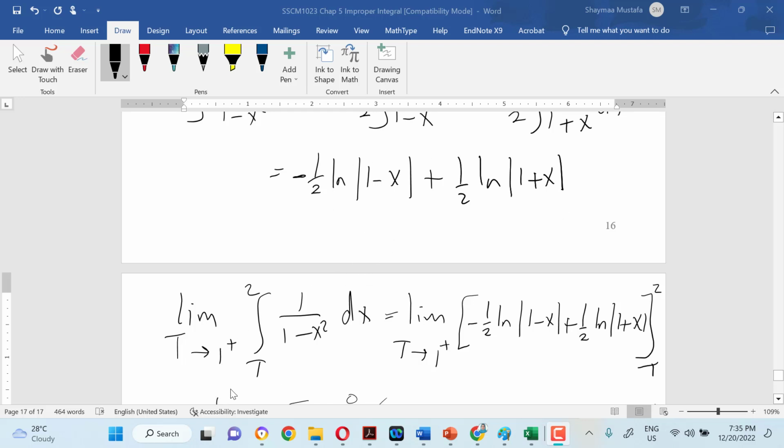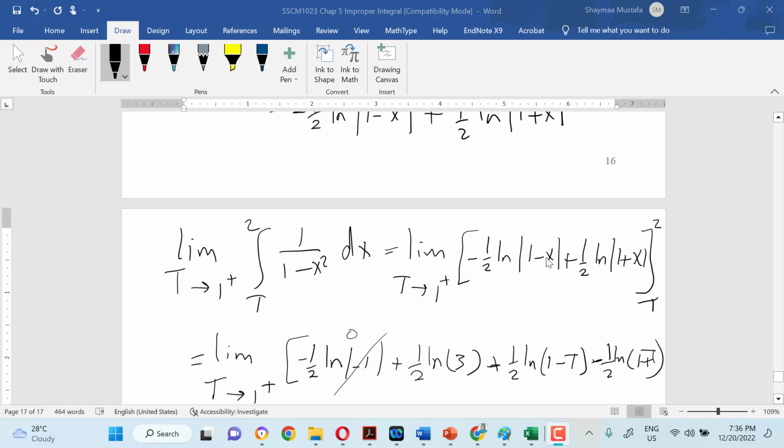So I will substitute from t until 2, and then I will take the limit when t goes to 1. First I will substitute by 2 minus substitution of t. When I substitute by 2, logarithm of the absolute value of minus 1, which is 1, so goes to 0. Now 1 plus 2 is 3, 1 over 2 logarithm 3, minus substitution of t. Minus minus becomes positive. 1 over 2 logarithm of 1 minus t minus 1 over 2 logarithm of 1 plus t.